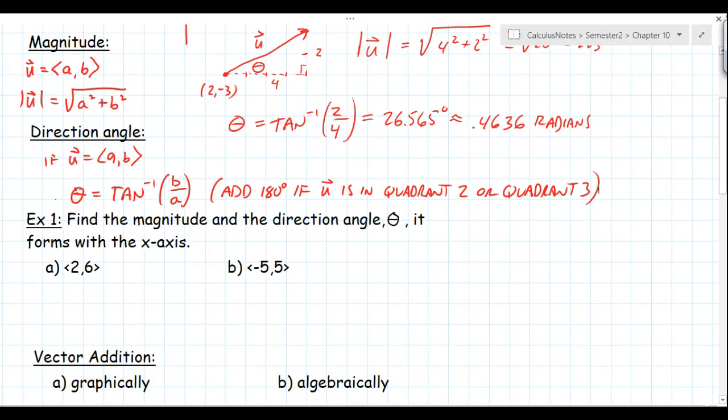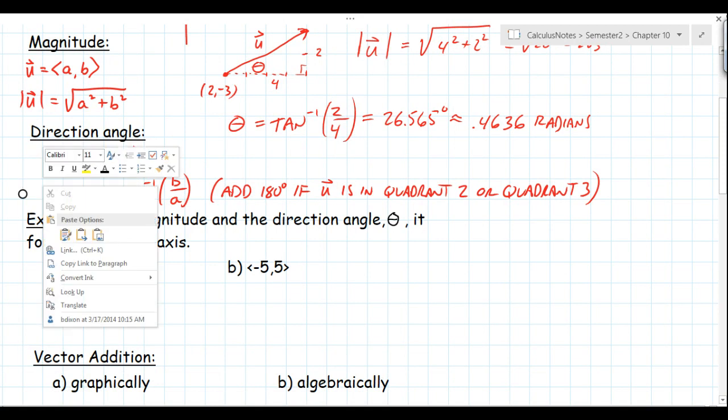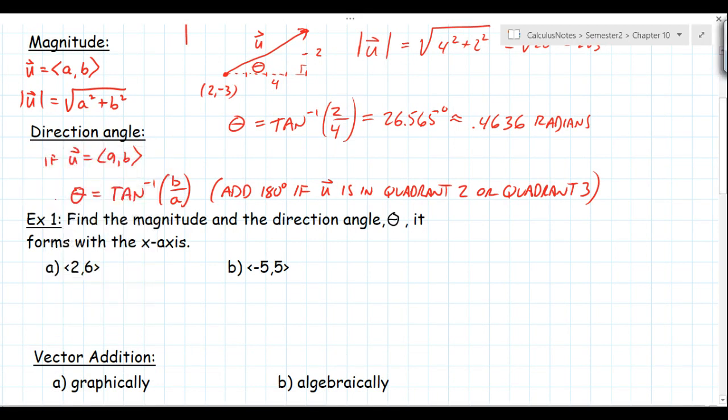Okay, so go ahead and try example 1. Find the magnitude and the direction angle for the vectors 2, 6 and negative 5, 5.